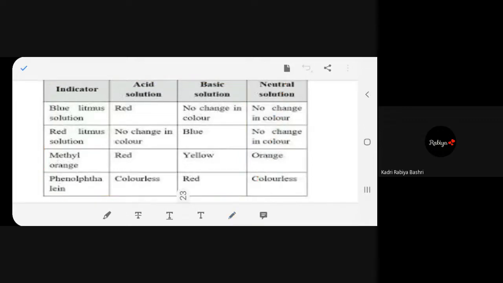Is this clear? So methyl orange is red in acid, yellow in basic. Phenolphthalein is colorless in acid, but red in basic, or you can say pink. Actually, it says pink in color. Which color will you say? Pink in color. Is this clear? Hello? Yes, ma'am.